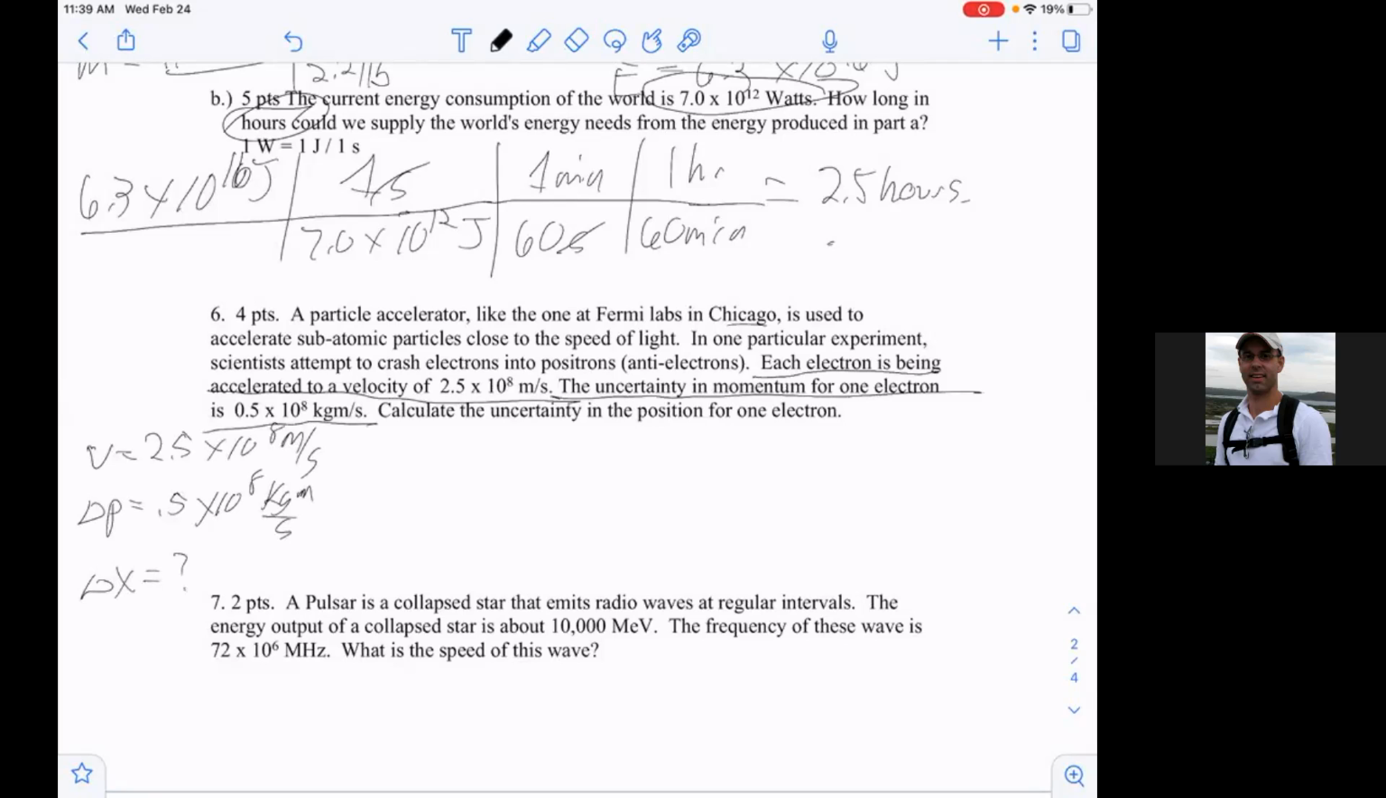So there are 2 equations that have delta x in it. This one and this one. Just giving some wait time.